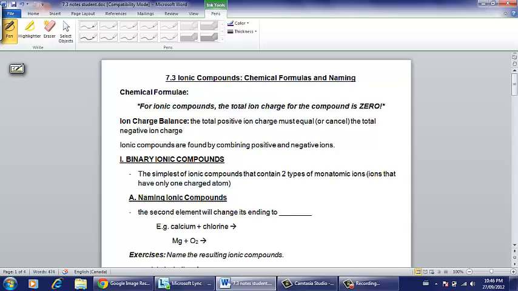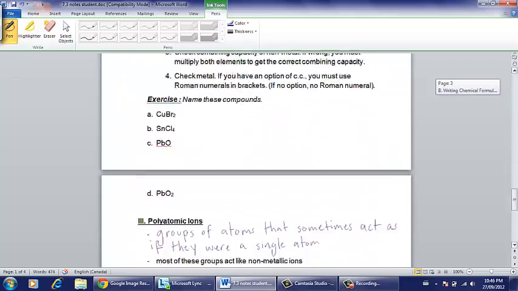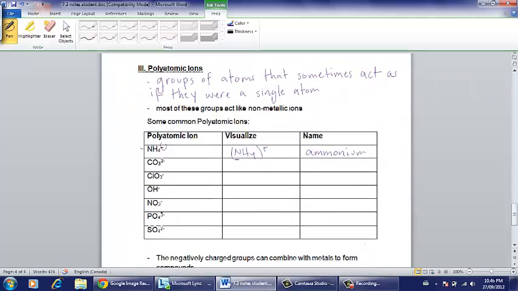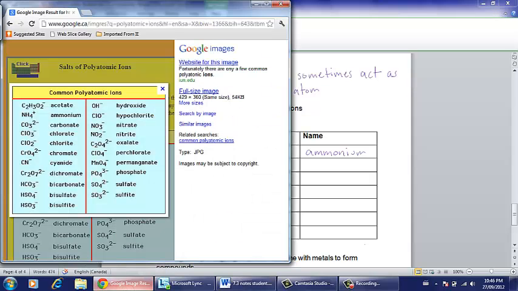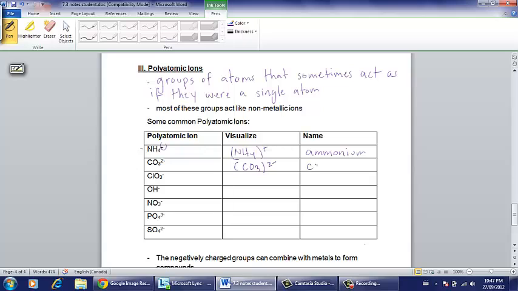CO3, if we were going to visualize that charge of 2 negative is on the whole thing. Looking at our chart, we just need to look up the name for CO3, 2 negative. Here it is here, carbonate. So I'm going to write carbonate. You should pause the video now and try and visualize and name the remaining polyatomic ions.